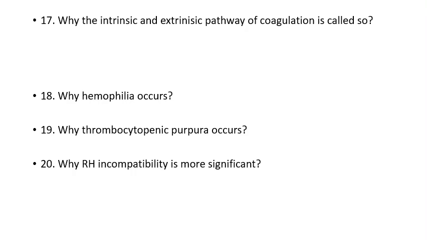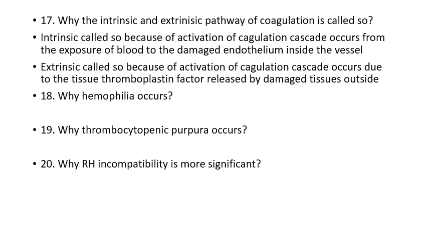Next question: why do the intrinsic and extrinsic pathways of coagulation occur? The intrinsic pathway, why is it called so? Intrinsic is called so because the activation of the coagulation cascade occurs from exposure of blood to the damaged endothelium inside the vessel. Once they are exposed to the collagen, there will be activation of factor 12, high molecular weight kininogen, and subsequently all the factors will get activated.